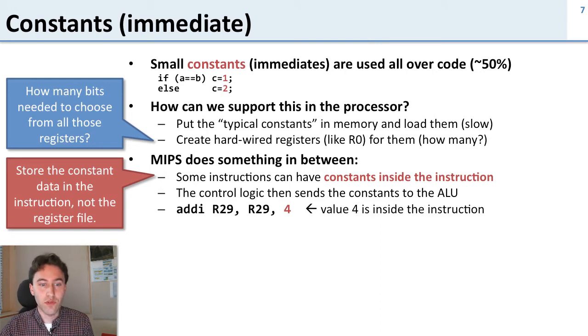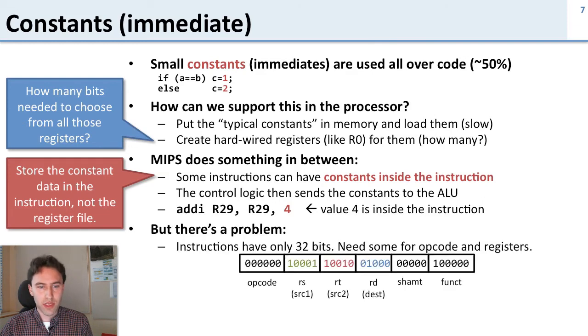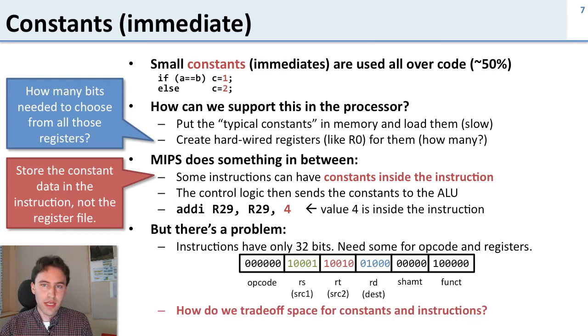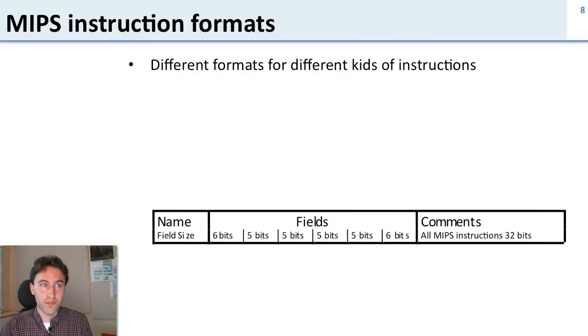Here's an example we've seen before: add immediate R29, R29, 4. The value 4 here is encoded inside the instruction and is going to be used together with register 29 to add. But there's a problem with this. We only have 32 bits in the instruction, and as we talked about before, we need some of these for the opcodes and the registers. So where are we going to put this constant? This is part of the design trade-off in designing an ISA. We need to trade off space for constants and instructions, and how do we do this so we can have both? What MIPS does is have different instruction formats for different kinds of instructions.